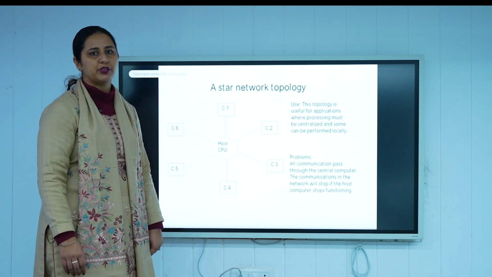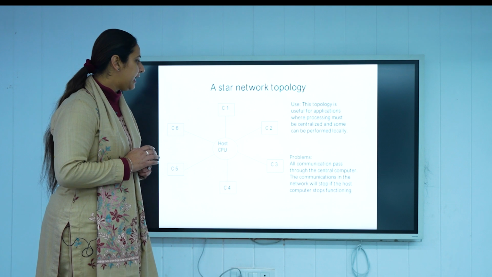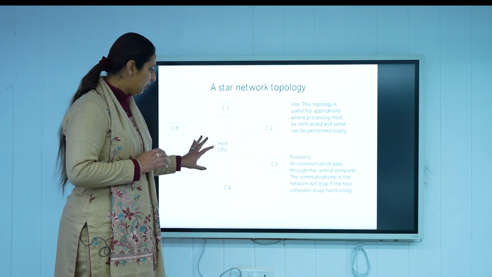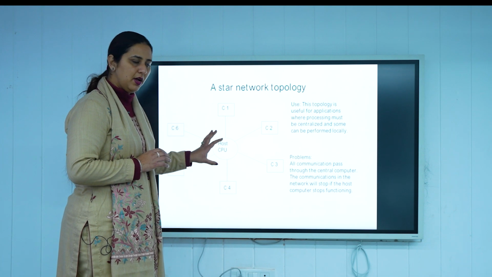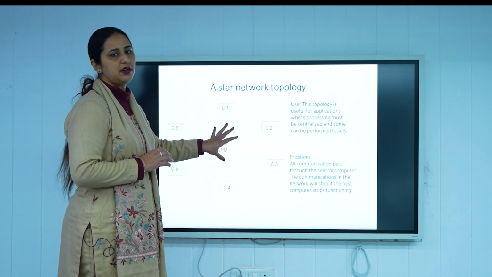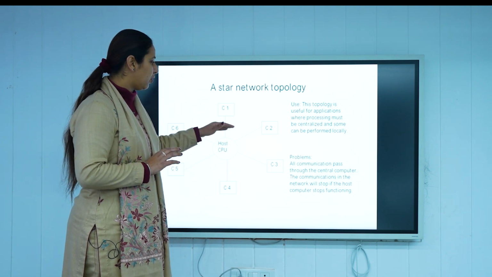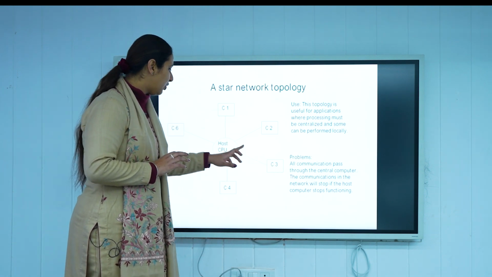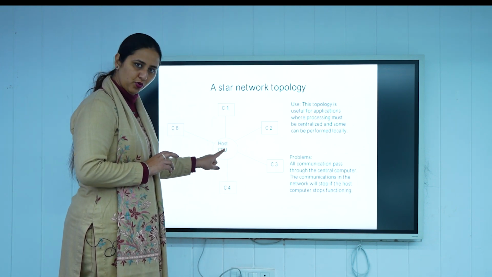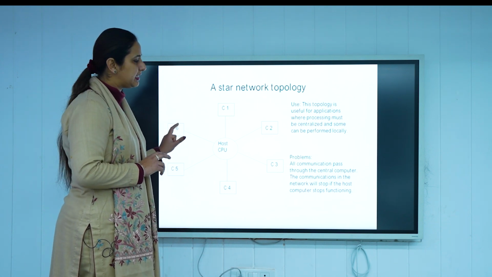Then the next type of topology is the star topology. Now what is happening in the star topology? Here the processing is being done by the central node. There is one node which is called a hub. All the other nodes in a network are connected to the central hub. So this node is going to do all the processing. If this node wants to connect with another node, it will send the information to the host first, and then the host will send the information further to this node, which is C6.